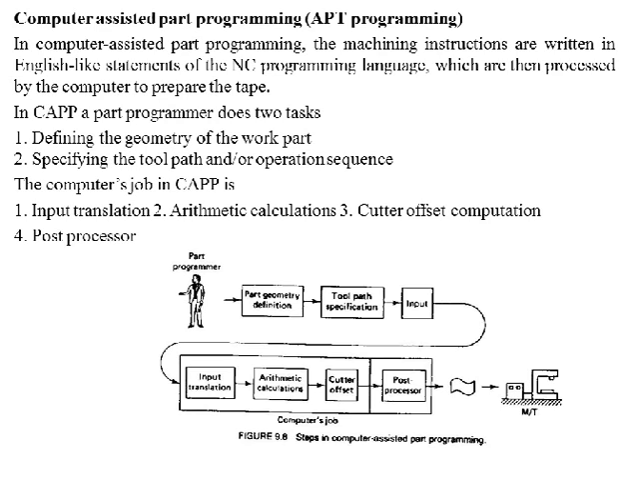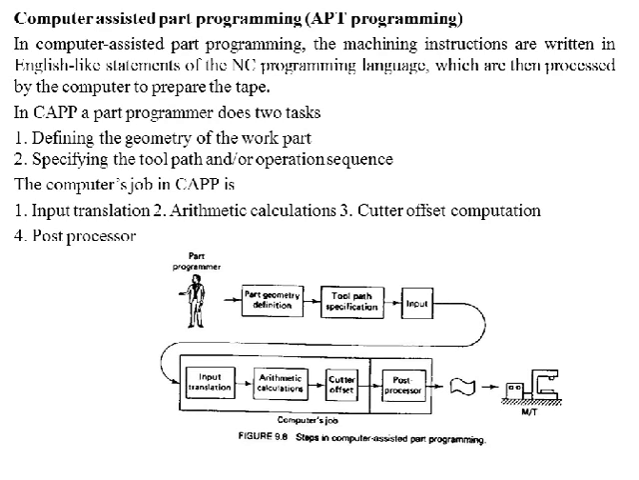One thing, he has to specify or define the geometry of the work part. Secondly, he needs to specify the tool path or the operating sequence. The second one is the computer's job. The computer's job is to do the input translation, arithmetic calculations, check the cutter offset computation and the post processor.